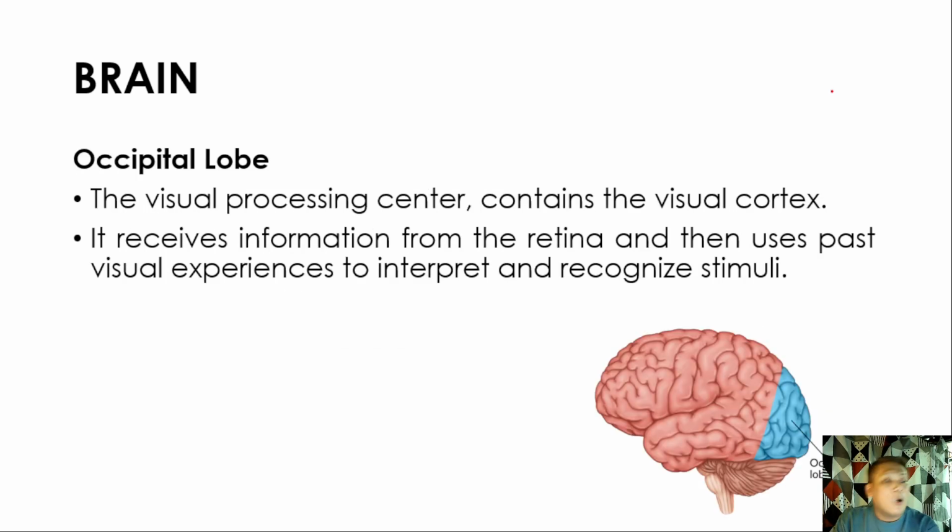Okay, ano pa daw? Occipital lobe, the visual processing center, contains the visual cortex. So, it receives information from retina and then uses past visual experiences to interpret and recognize stimuli. So, ibig sabihin, sa occipital lobe, dyan mo nabivisualize yung mga nakikita mo. Diba? Alam mo na ito pala si ganito. Yan, ito yung itsura ng ganyan. So, ibig sabihin yung occipital lobe natin. Diba? So, kung parang makalimot, pukpukin mo yung occipital lobe mo, hindi. Joke lang po yun. Okay?